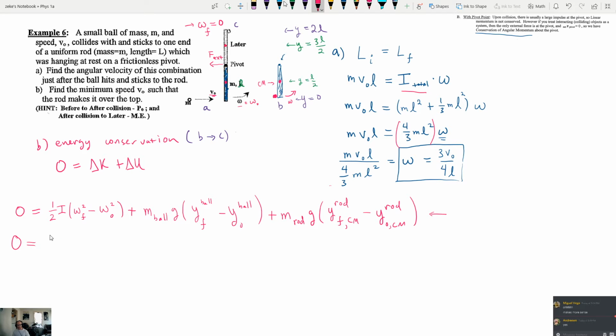Okay, plugging in for I, which we found in the first part was equal to 4/3 m L squared, and that is multiplied by omega final, which we said was 0. Let's go ahead and write in here everything that's 0. So this term is 0. Only one other thing is going to be 0, I think it's going to be the initial position of the ball. Everything else will be non-zero.